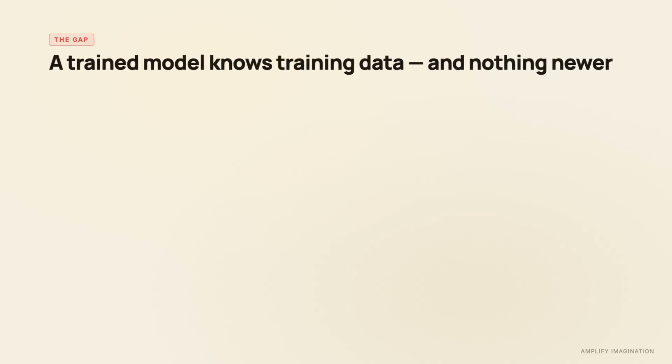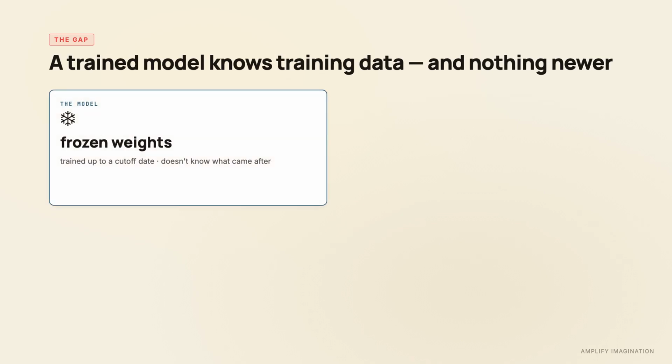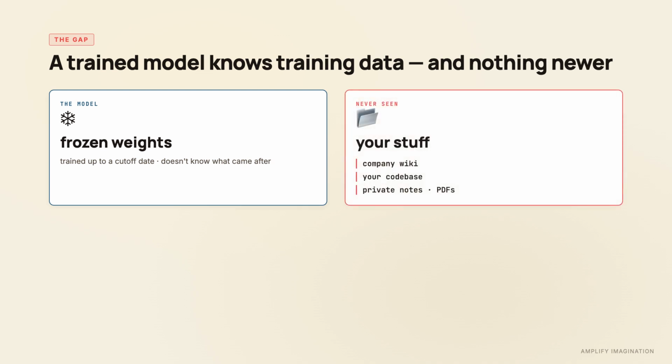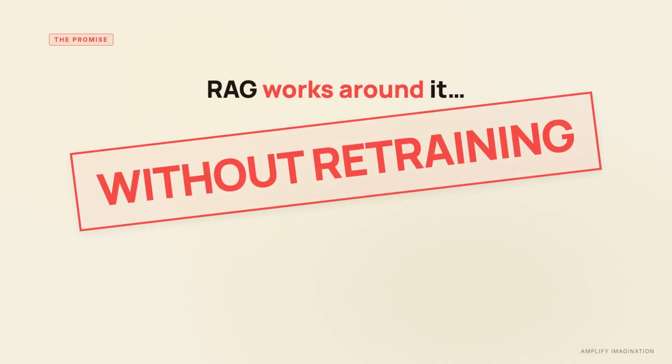Here's the problem RAG solves. Remember from episode 3, once a model is trained, its weights are frozen. So its knowledge has a cutoff date. The base model doesn't have access to events after its training cutoff, unless a system provides that information at runtime. It also doesn't know your company's internal documents, your codebase, or your private notes. It only knows what was in its training data. RAG works around this, without retraining the model.